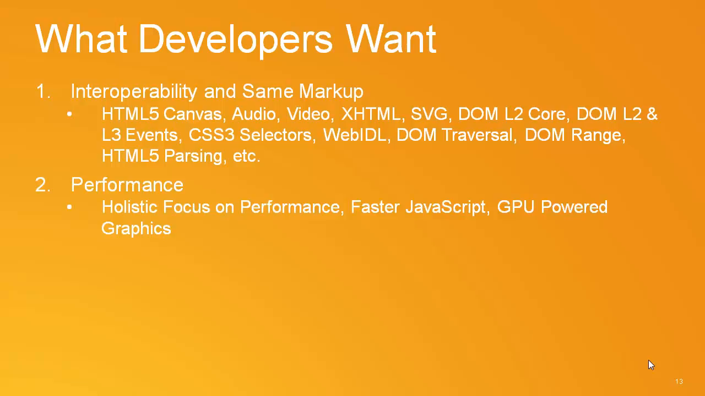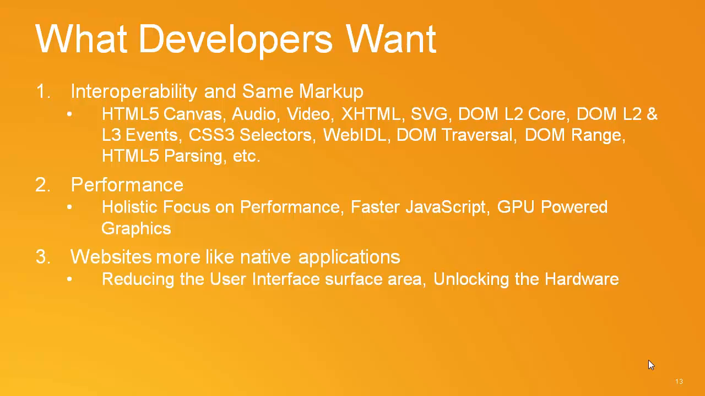The number two is performance. Having a holistic focus on performance, faster JavaScript. A lot of the code that is being written nowadays is in JavaScript. Having GPU powered graphics. That means that you can run away from plugins and make all this available as a native web experience.